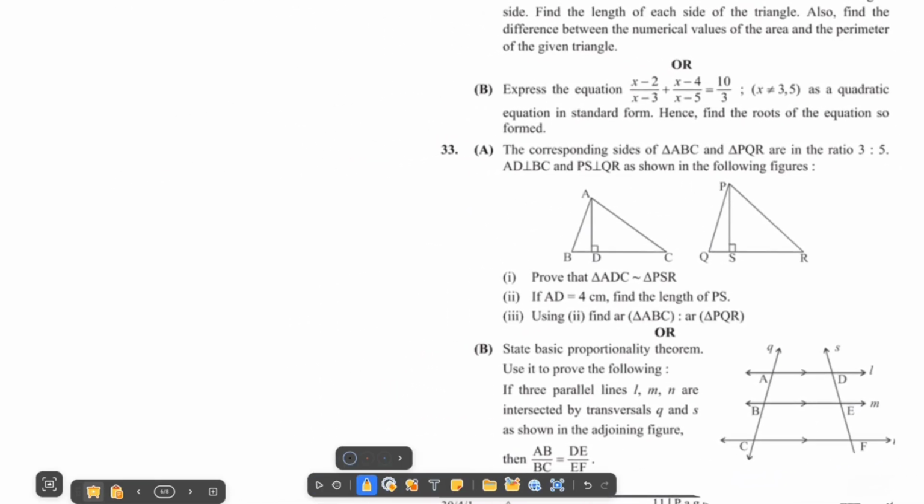So it is given that (x minus 2) by (x minus 3), sorry, it is plus, right? Plus (x minus 4) by (x minus 5) is equal to 10 by 3.